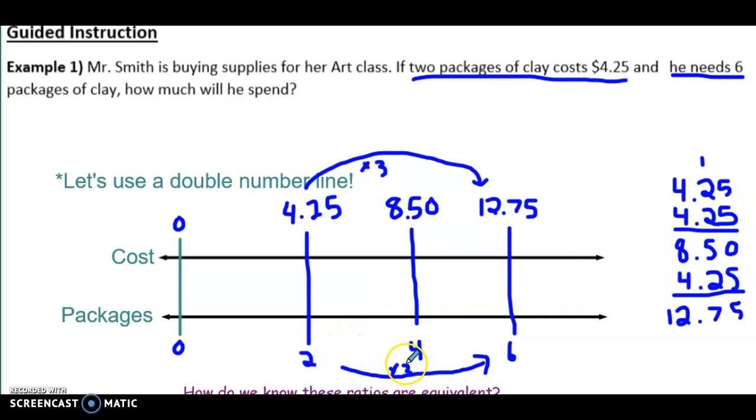In this case, for me, I felt like we weren't going that many jumps. And with decimals, I feel like addition tends to be easier than multiplication. So for me, this was easier, but you may have your choice on your independent practice. Now, how do we know that these are equivalent fractions? Well, we know because each time we're jumping the same amount, right? So if we multiply 4.25 times 3 and get this, and we multiply 2 times 3 and get this, this is a fraction, and this is an equivalent fraction because we're multiplying it by the same amount each time.